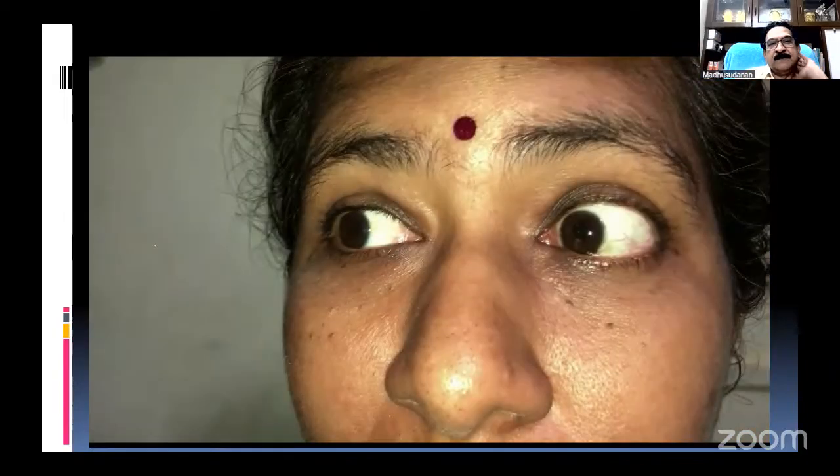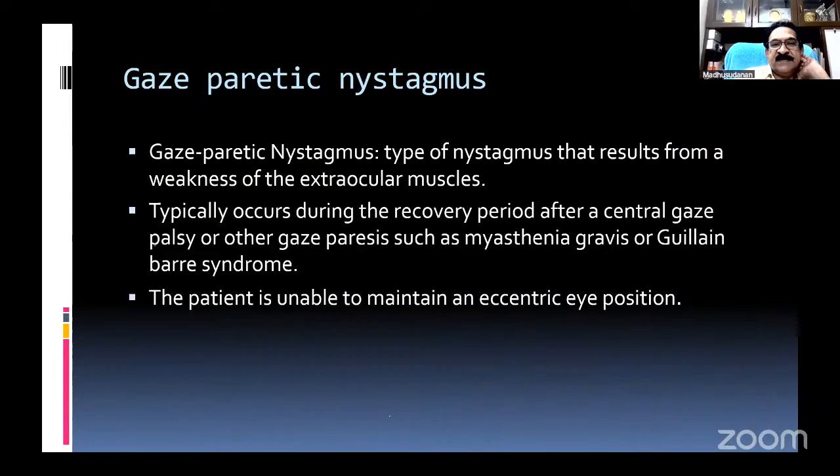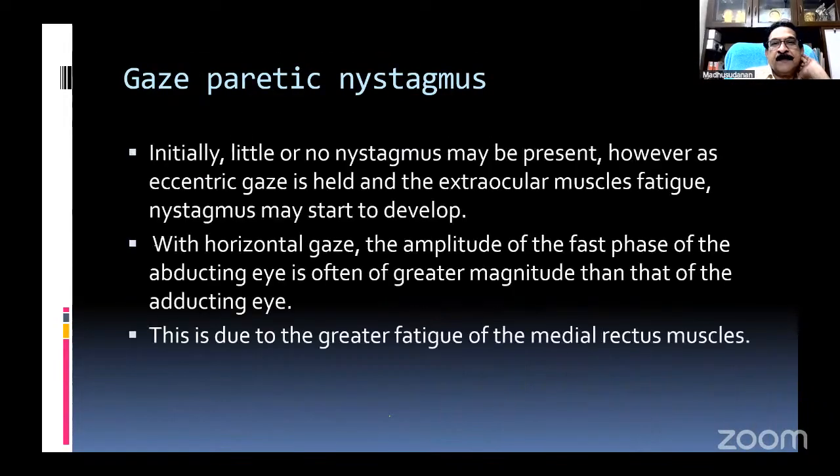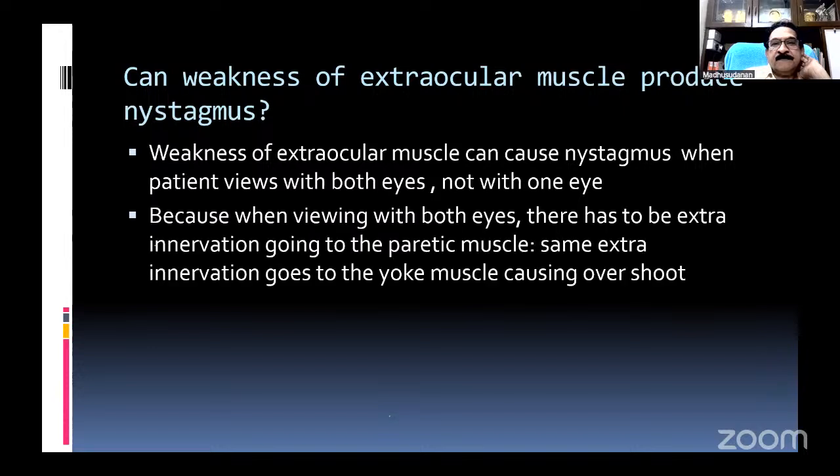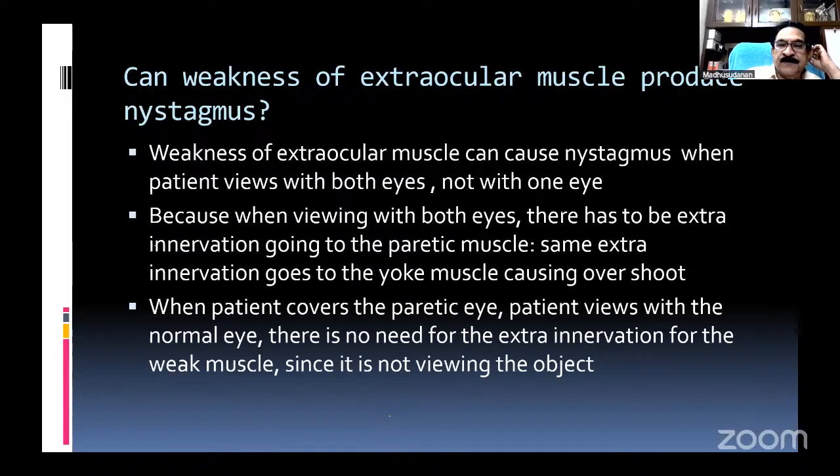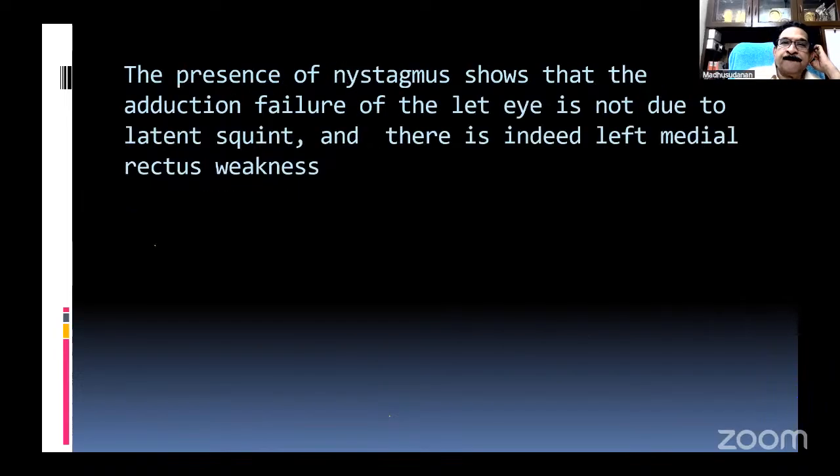I think I'll skip this theory. This is the point I'm trying to say: extramuscular weakness can produce nystagmus when the patient uses both eyes, not with one eye. Same point which I mentioned. So the presence of nystagmus shows that the adduction failure of the left eye is not due to latent squint, and there is indeed a left medial rectus weakness.